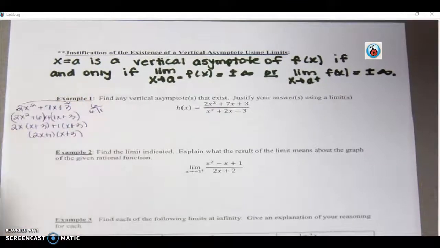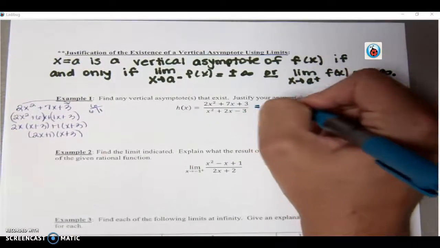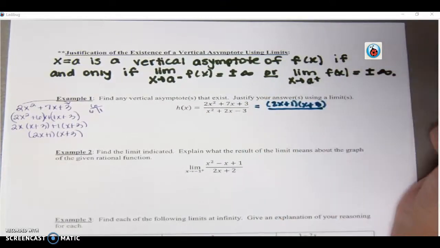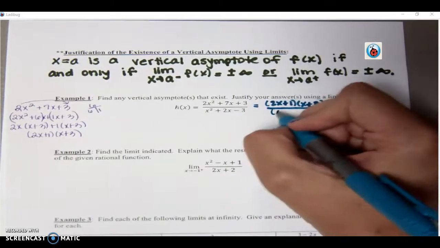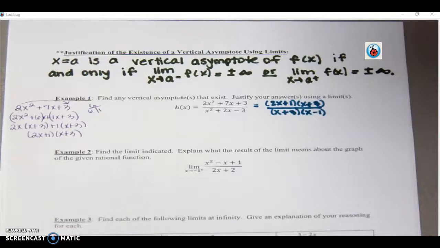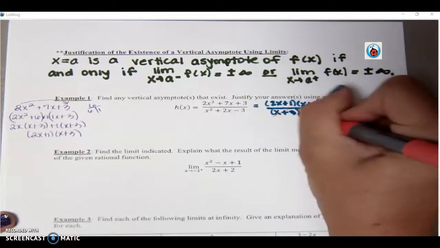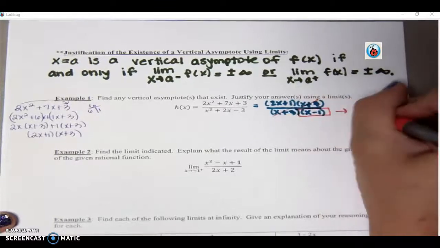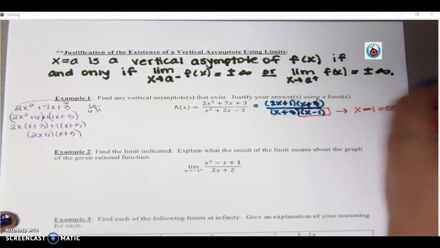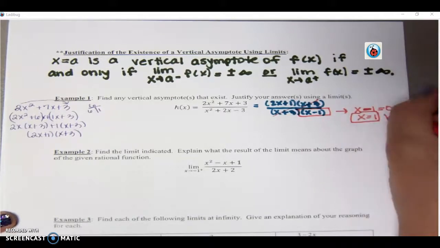Okay, so when you factor that numerator, it should give you 2x plus 1 times x plus 3. And then when you factor the denominator, that'll give you x plus 3 and x minus 1. So our x plus 3 are going to cancel. Remember, to get vertical asymptotes is whatever's left over in the denominator. Alright, so this is x minus 1 equals 0, so x equals 1. So we should have a vertical asymptote at x equals 1.